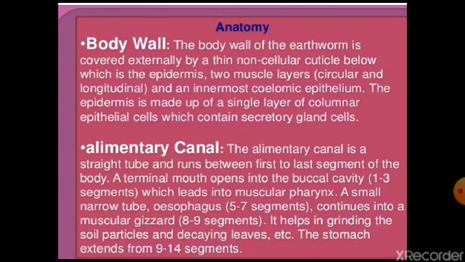Now, anatomy. Now we will go through the internal structural organization of earthworm. First of all, we must go through the external body covering or the muscular tissues which compose the body of earthworm. The body wall of earthworm is covered externally by a thin covering, which is a non-cellular cuticle covering.